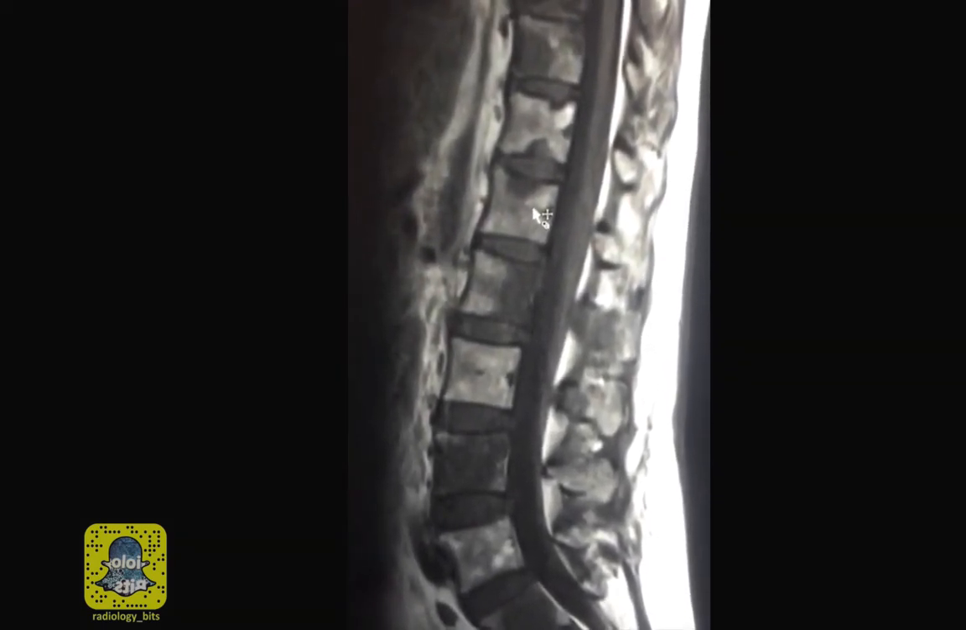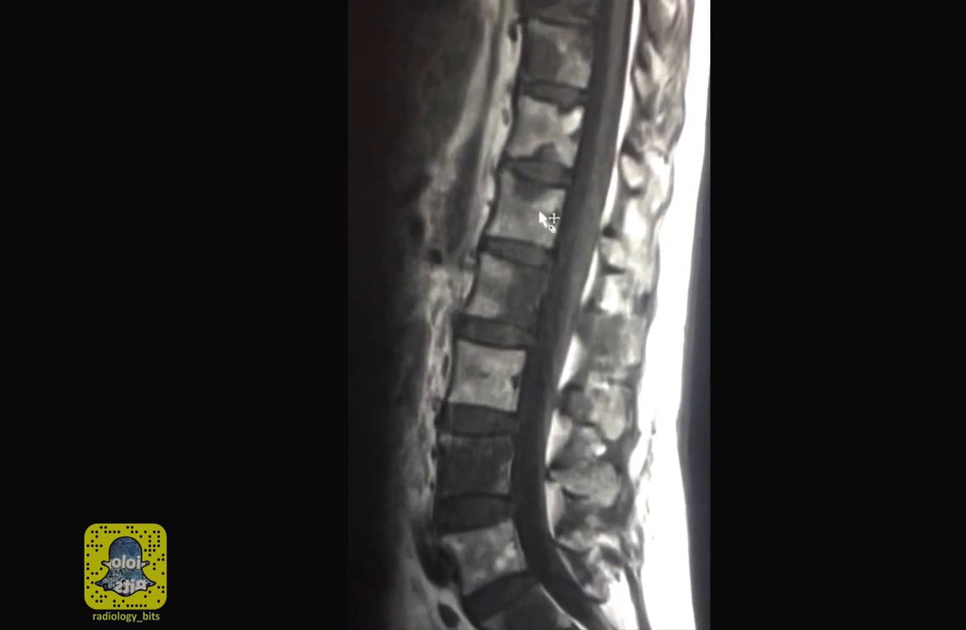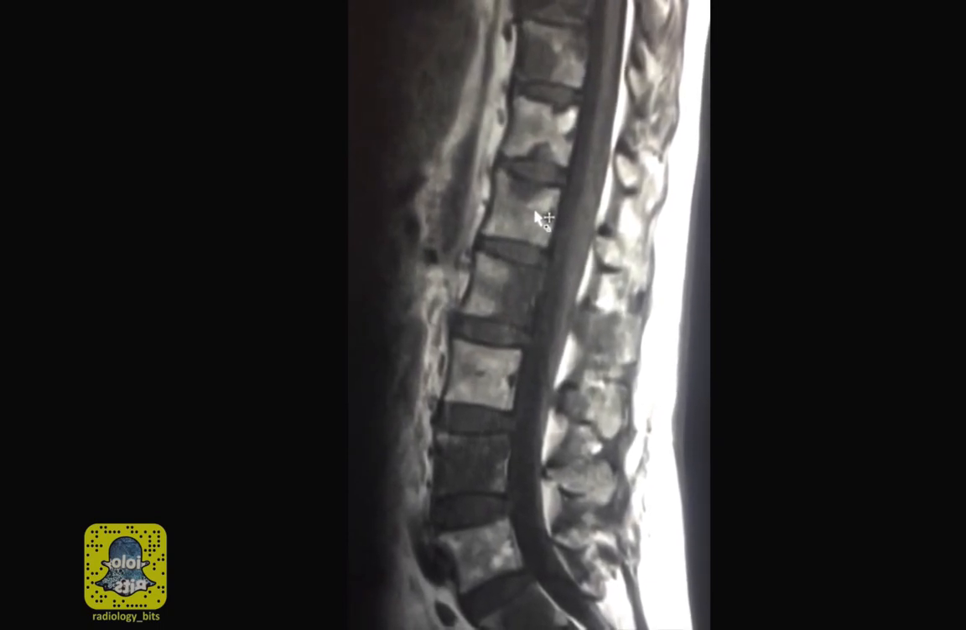For juniors, we discussed a little bit of osseous anatomy of the skull and spine on MRI.